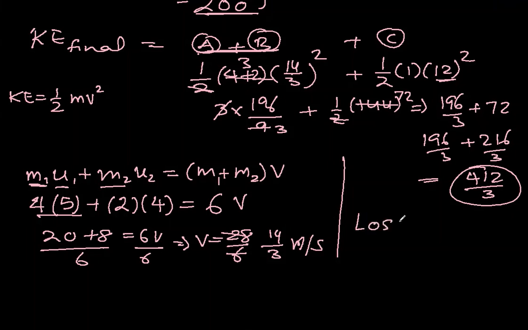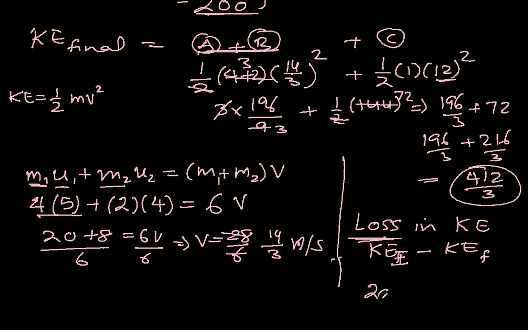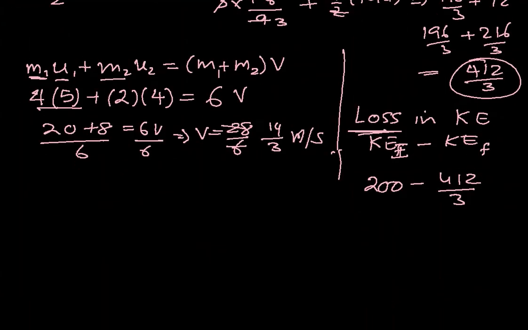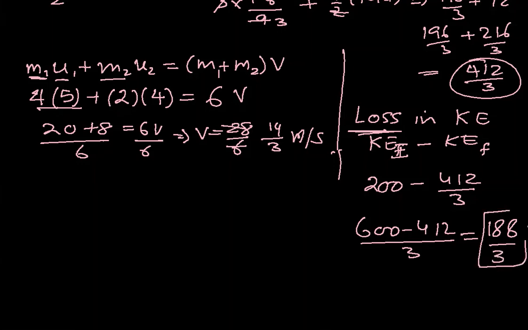So loss in kinetic energy will be kinetic energy initial minus final. If we are saying loss, that means the initial was more. Initial was 200 joules, we found it, minus 412 over 3 joules. And 600 minus 412 over 3 joules. If you are not comfortable with these kind of calculations, just put it in your calculator, you'll get your answer. 188/3 joules. This was the loss in kinetic energy in the whole of 3 collisions.